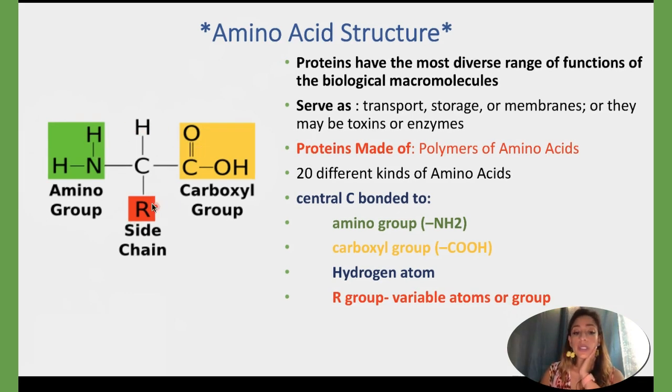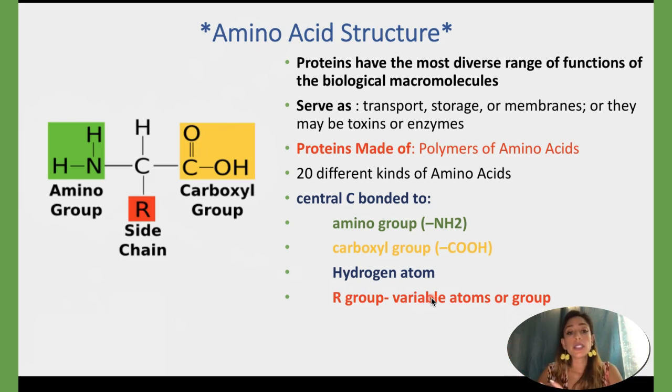Okay, the R group, once again, is a side chain. It's variable. There's different types of atoms or groups that can make up this side chain. Amino acids are very, very important, and they're diverse in their range of functions, and they can serve for transport, storage, or membranes, or they may be toxins or enzymes. There's 20 different kinds of amino acids, but their functions are so diverse in range, it's incredible.